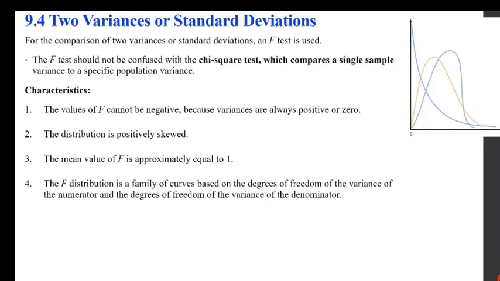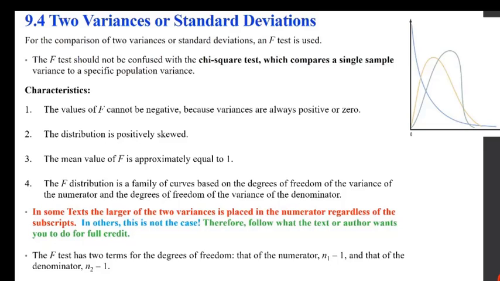The distribution is positively skewed, the mean is approximately 1, and it's a family of pairs based on the degrees of freedom of the variance of the numerator and the degrees of freedom of the variance of the denominator. So the degrees of freedom for what we have learned so far, there was one of them. Now we have two of them, one for the top, one for the bottom. It's known as degrees of freedom df1 for the numerator, df2 for the denominator.